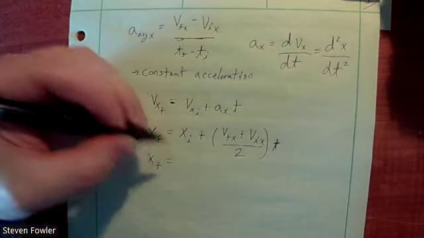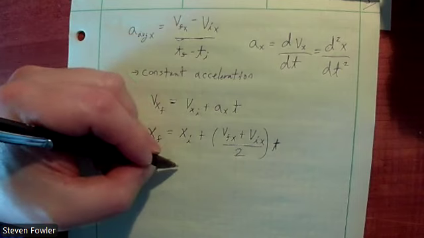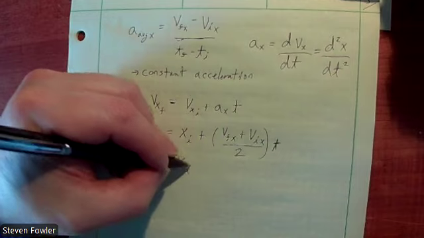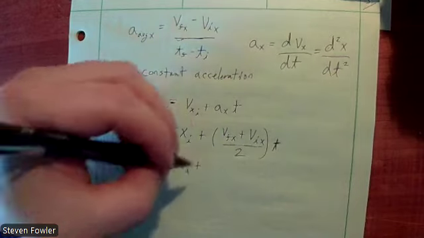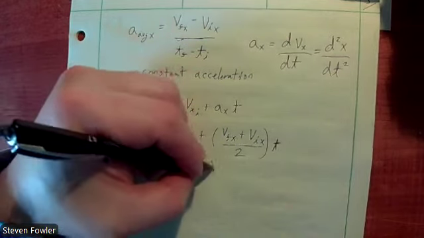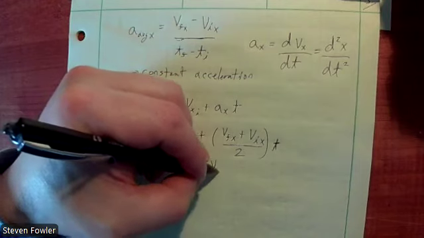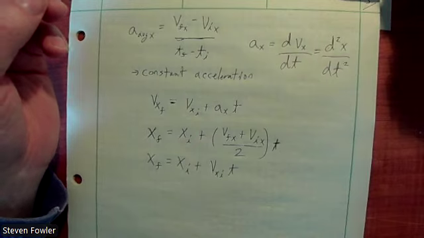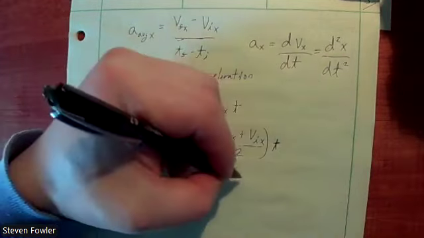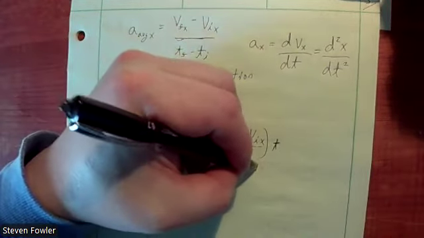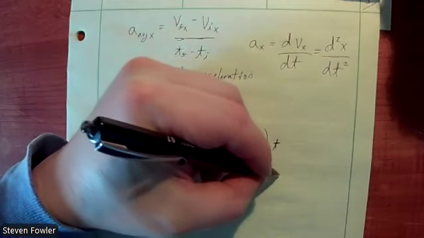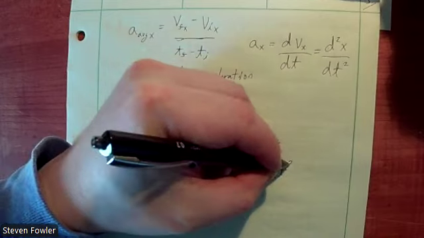Another type of equation we can use here is I can also find the final x based on the initial x, plus the change in x from the initial velocity over time, and then plus the effect of the acceleration. So 1/2 ax t squared.